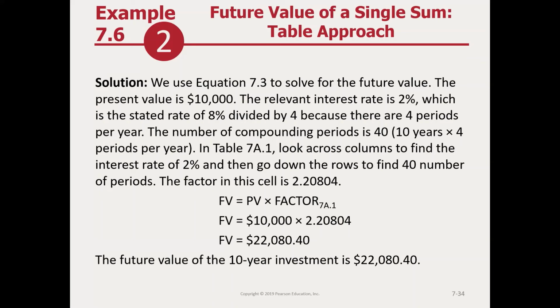In Table 7A.1, you look across the columns to find the interest rate of 2%. And then you go down the rows to find 40 number of periods. And you should see in the cell, the factor is 2.20804. Here you see the formula that's used to arrive at the future value using the table approach. So the future value of the 10-year investment is $22,080.40.